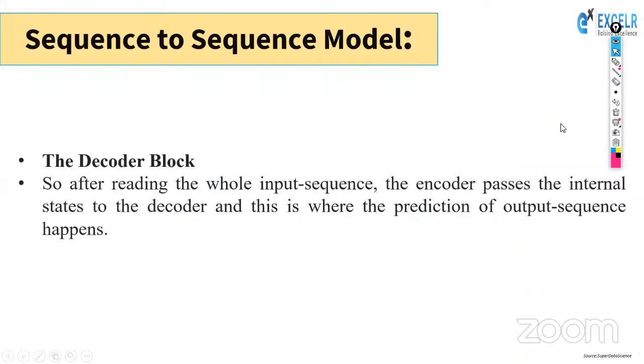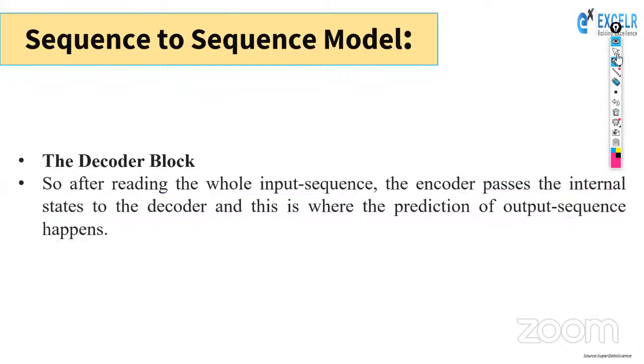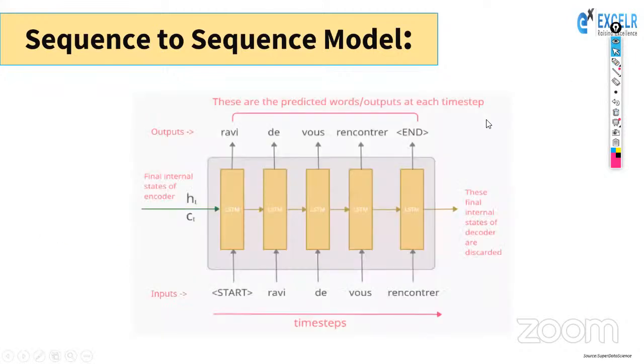Then we have a decoder block. In the decoder block, after reading the whole input sequence, the encoder passes the internal states to the decoder, which is nothing but the context vector. And here the decoder will do the prediction of output sequences. So this is what the decoder will do.